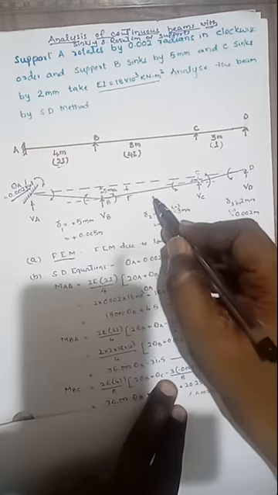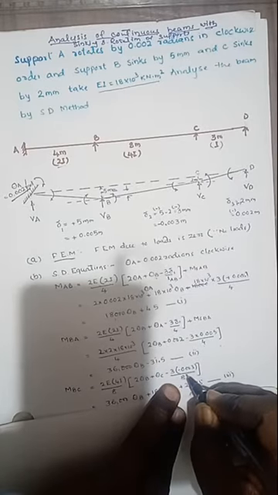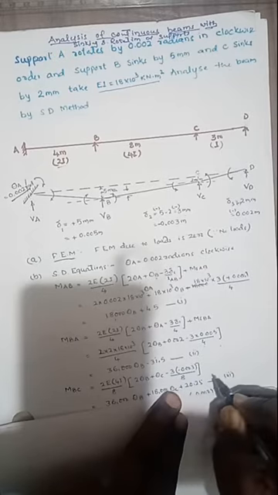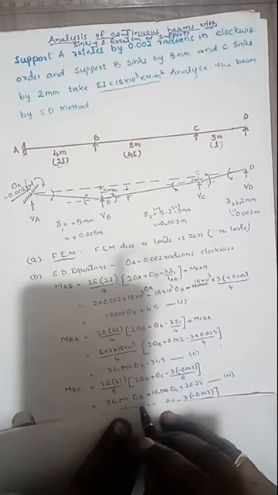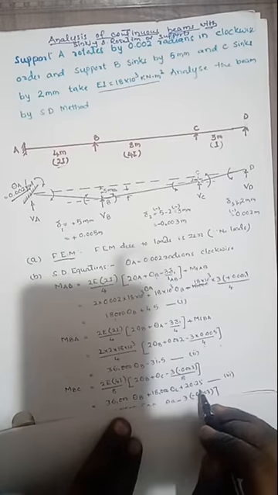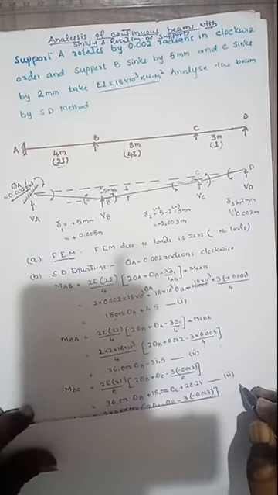Here delta for this one is minus 0.003 meters, minus 3 into inside of the bracket minus 0.003 divided by length of BC, which is 8 meter. Then after simplification we will get 36,000 theta B plus 18,000 theta C plus 20.25. This is equation number 3.